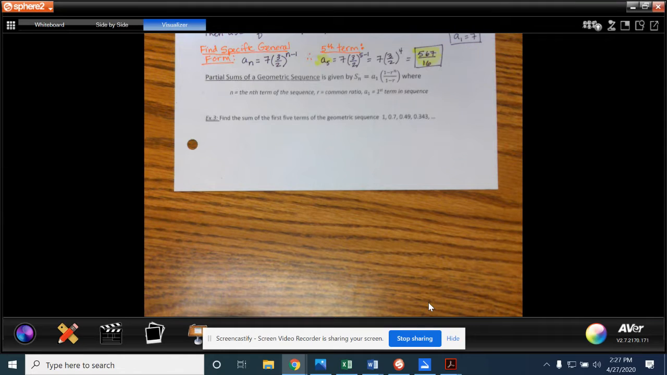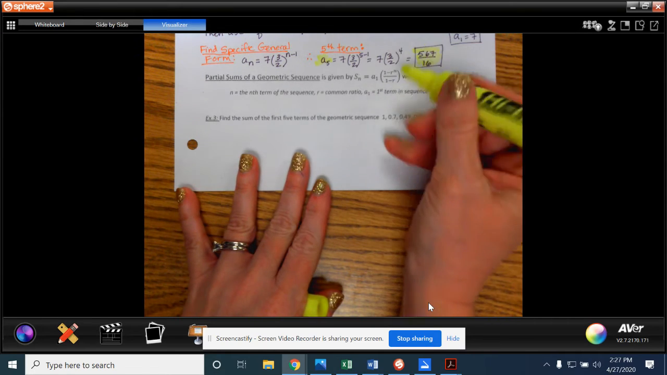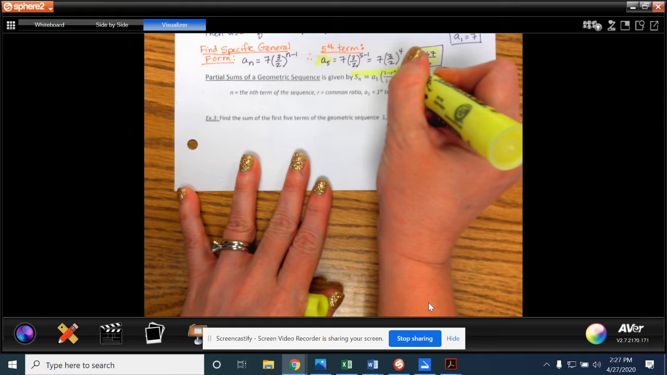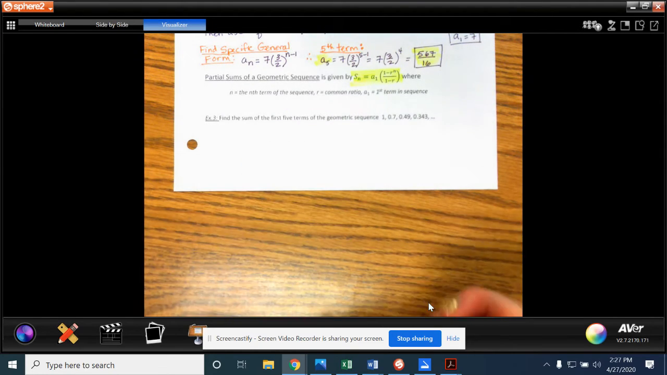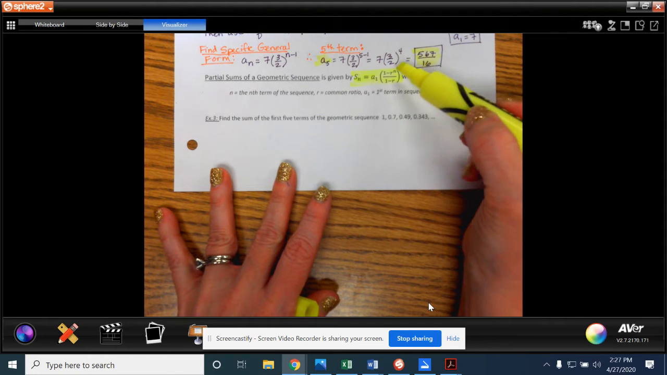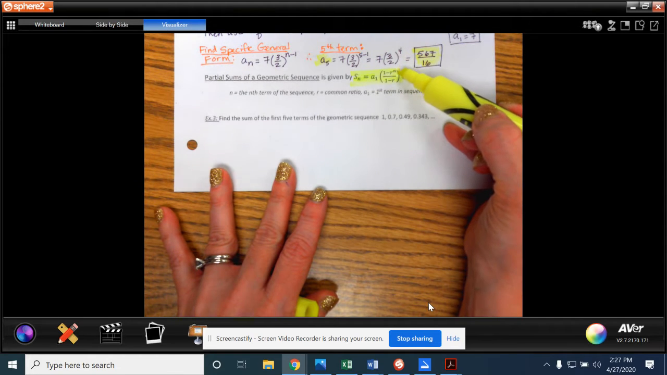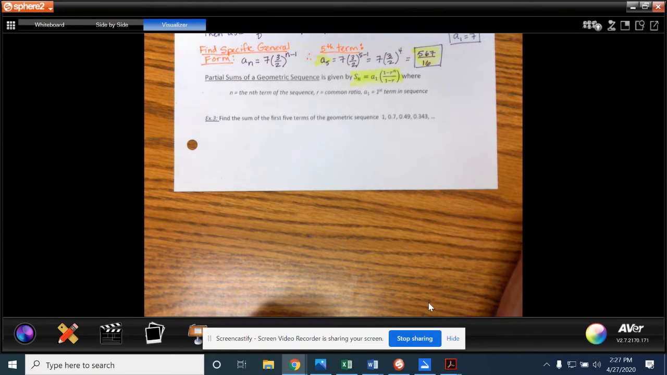Okay, let's continue on with partial sums of a geometric sequence. And it is also given in this formula. So it's somewhat similar to the arithmetic, but not quite. If you want to think about it, this one has a power in it, an exponent in the geometric, while the arithmetic does not. Again, you're going to need to remember these formulas so you can do flashcards, do whatever you need to do, but you're going to need to know them.